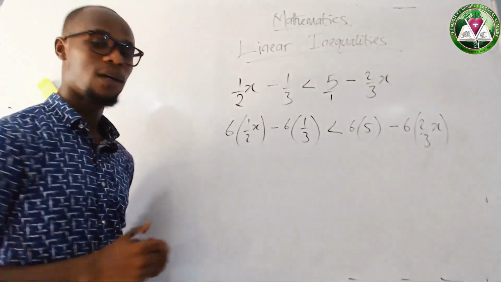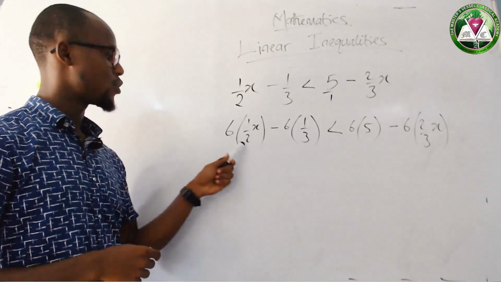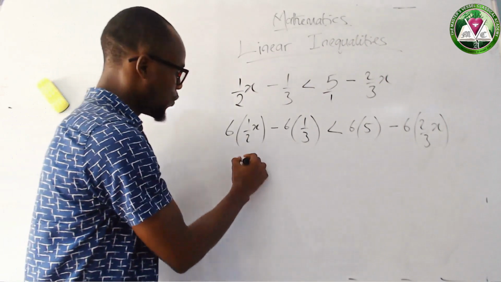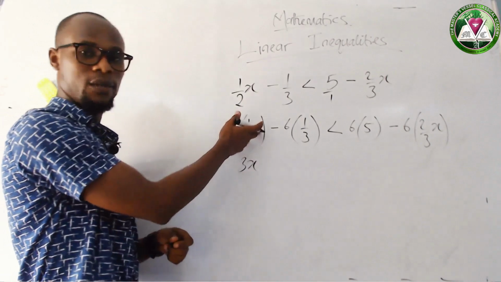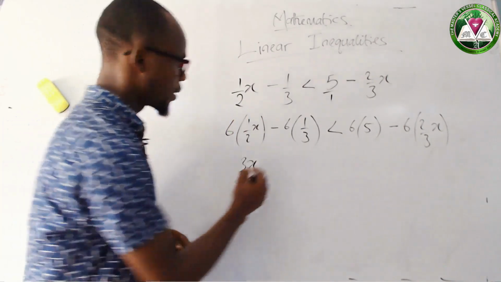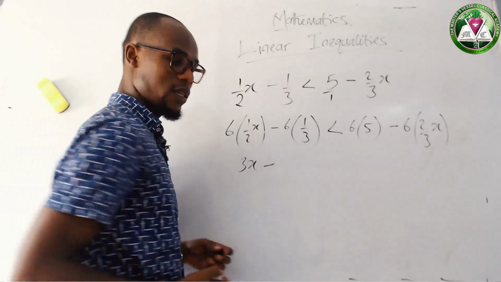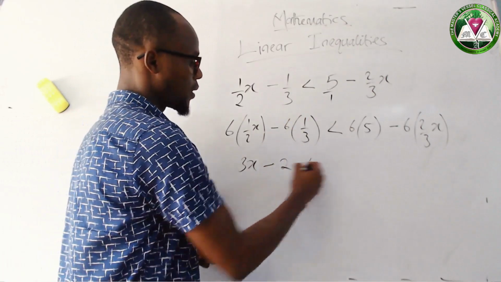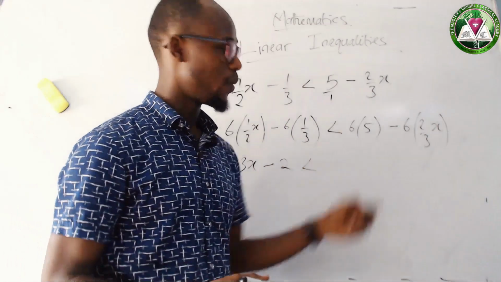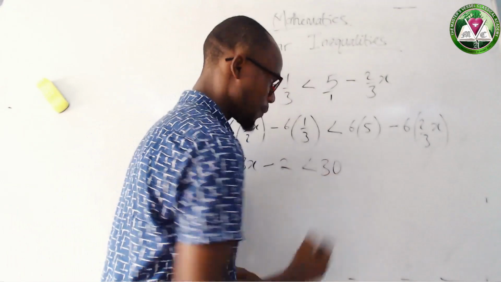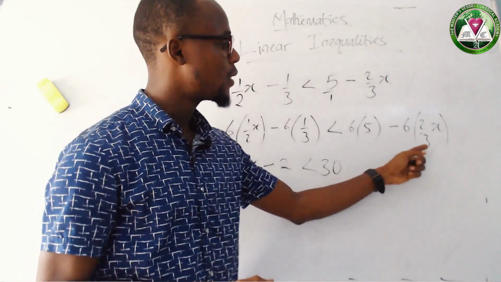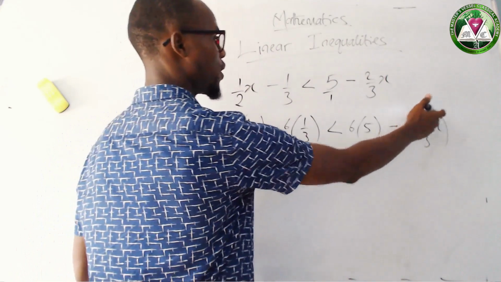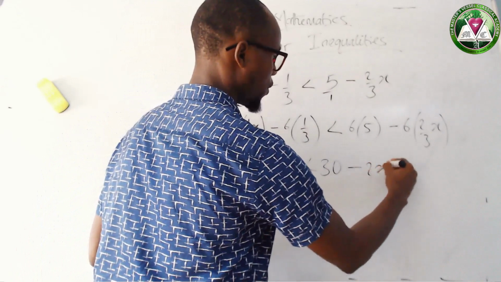So from here, what do we have? We have that 2 divides 6 to give 3, which will give 3x, because 3 times 1x is 3x. Then minus, 3 divides 6, we have 2, times 1, we have 2, less than 6 multiplying 5, we have 30. And then at this point, 3 goes into 6 two times. And we have 2 multiplying 2 to give 4x.